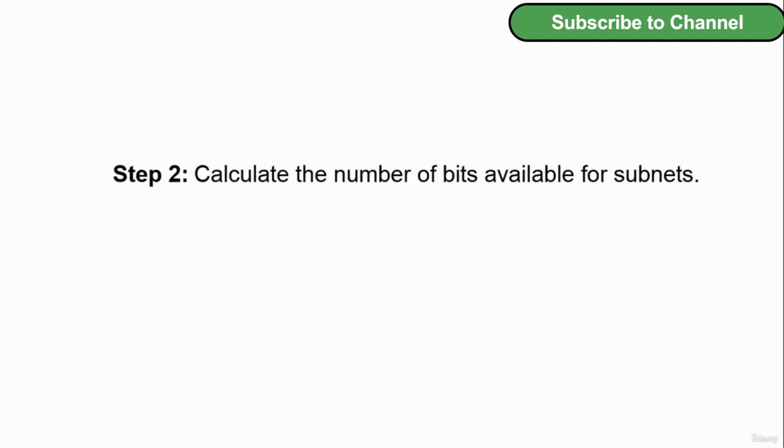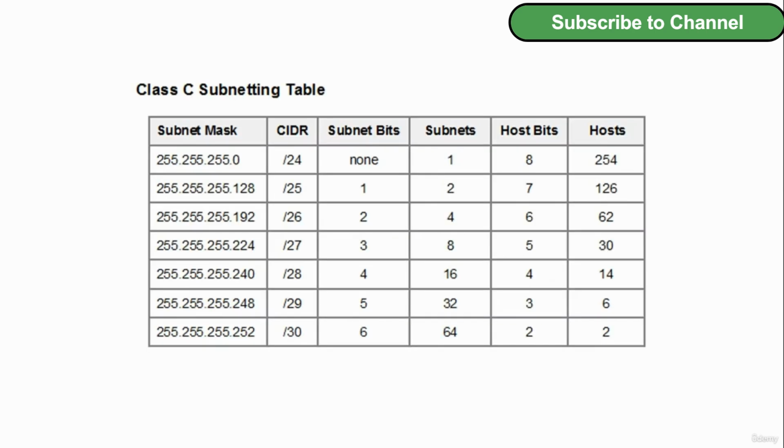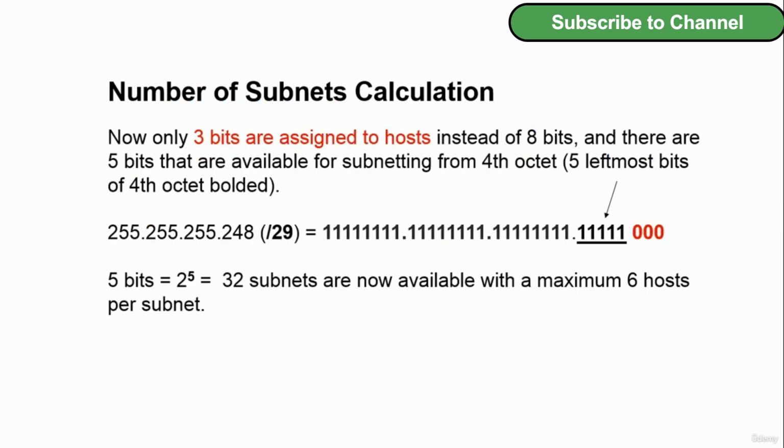And I'm going to calculate the number of bits available for subnets. I've done this already, but I'll show you 5 subnet bits and 32 subnets. So that does the calculation for me. I know it's 32 subnets available. And that's a lot more than I need, but that's what I have to use to get only the smaller number of hosts that I really require. So there's the 5 leftmost bits. That's the 5 bits I'm going to use for subnets. And there's the 3 bits for hosts. 2 to the 5 is 32.